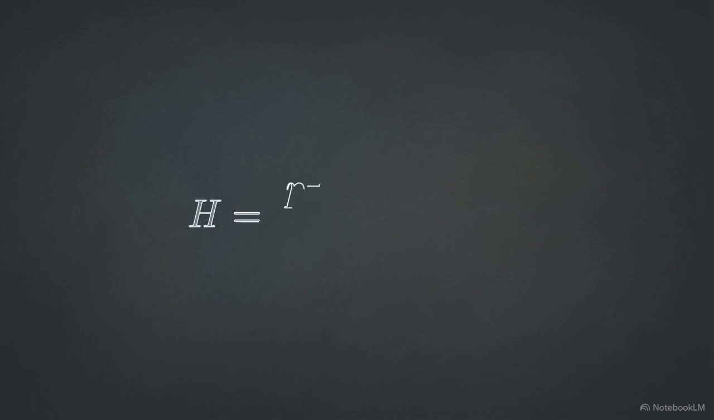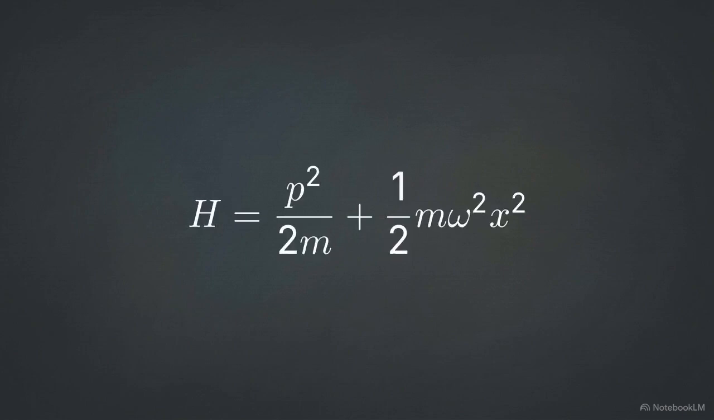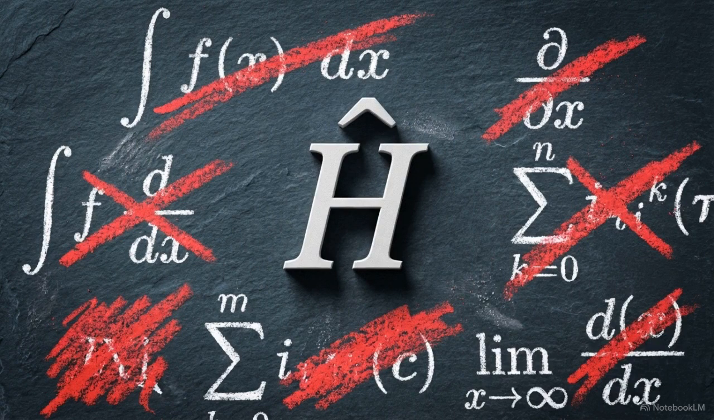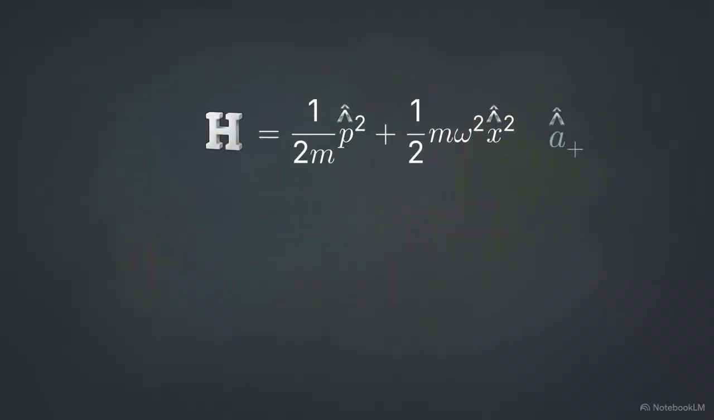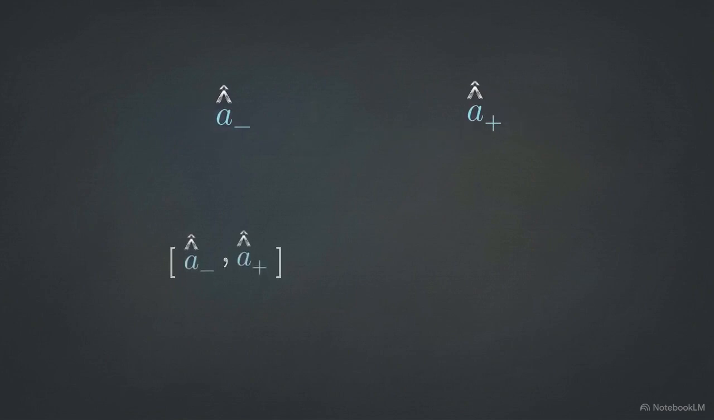Consider the harmonic oscillator. Classically, its Hamiltonian is p squared over 2m plus 1/2 m omega squared x squared. In the quantum version, we replace p and x with their operator counterparts. Our objective is to find the eigenvalues and eigenvectors of this operator purely algebraically, without resorting to differential calculus. To do this, we define two new tools, the creation operator, A+, and the annihilation operator, A-. We express these as linear combinations of the position and momentum operators.